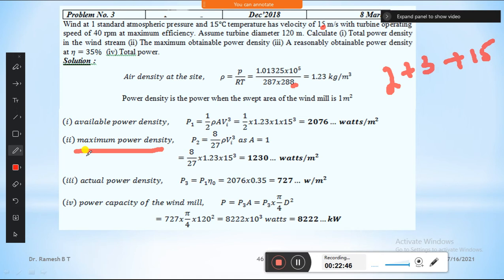Whatever the conditions, whatever the maximum wind velocity, we get maximum power. That will be the ideal power. But in practice we cannot reach that maximum power. It is always less than the maximum power.